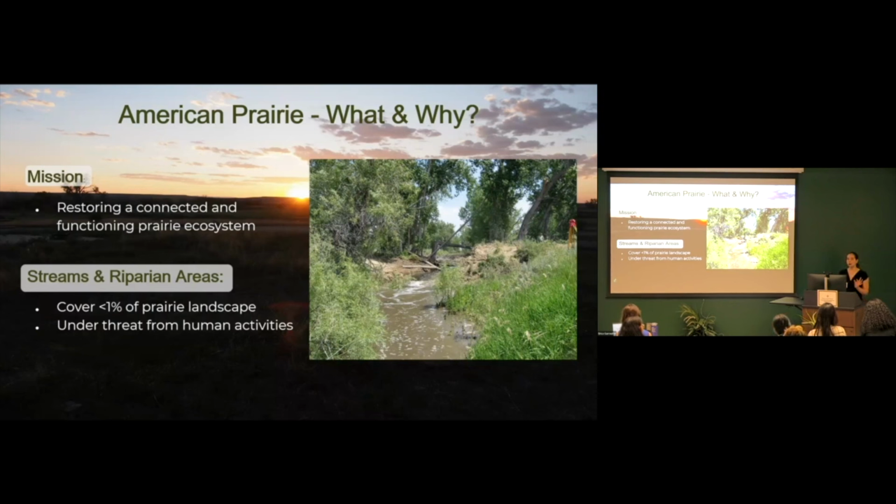My project focuses on a small subset of this prairie ecosystem, streams and riparian areas pictured here on the right. These areas cover less than 1% of the prairie landscape, but they are incredibly important as the prairie is very arid and relies on water to support its biodiversity. Again, these streams and riparian areas are under threat from human activities, such as agriculture and damming.